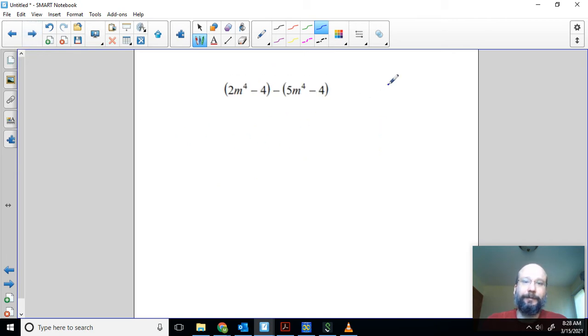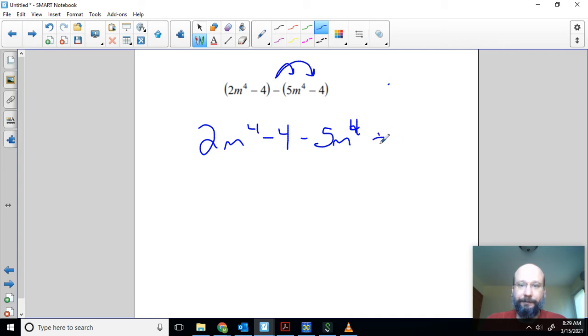Again, this one has a positive in front, so it looks like that. This one has a negative in front, so I have to distribute the negative to get rid of that parenthesis. So negative 1 times 5 is negative 5m to the 4th. Negative 1 times negative 4 is positive 4. Right? Negative times negative is positive.